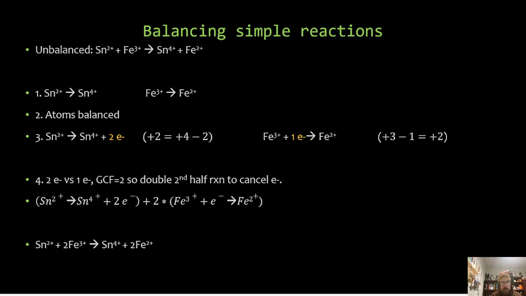The 2 electrons drop out. Nothing else cancels. Now the total charge is 2 plus 6, which is 8. And then we have 4 plus 4, which is 8. The charges are balanced on both sides.